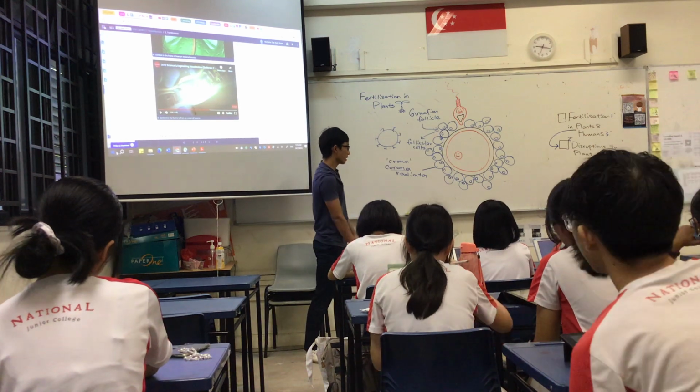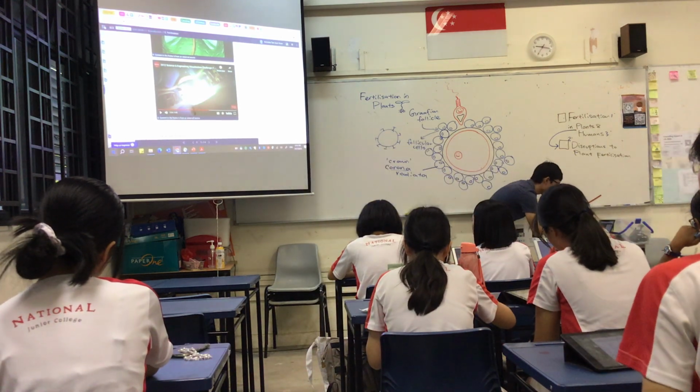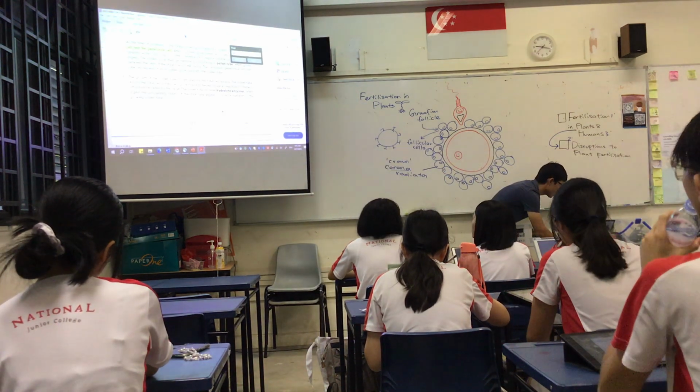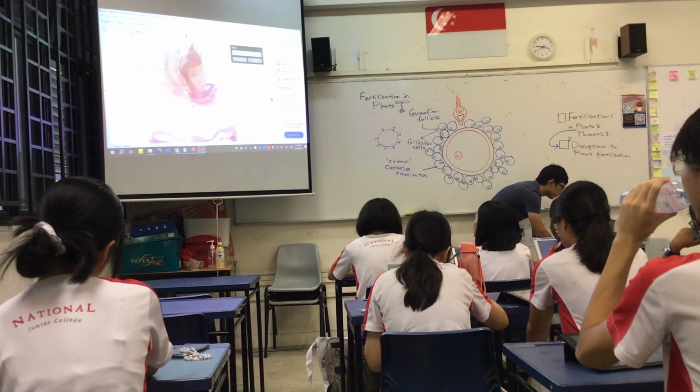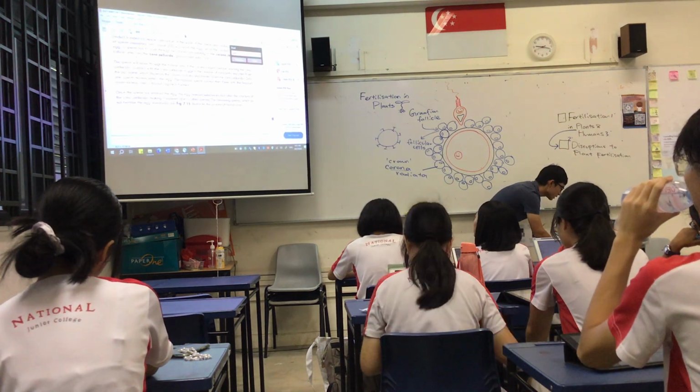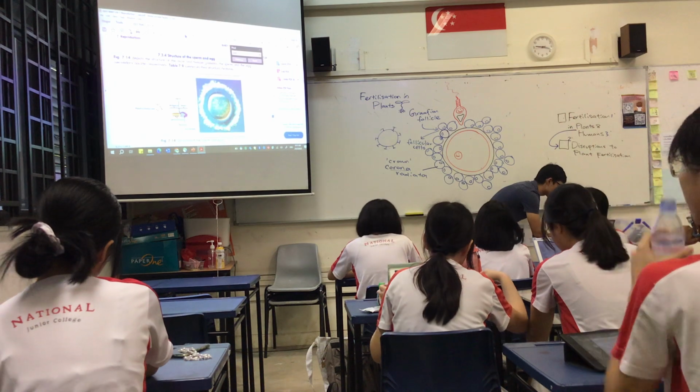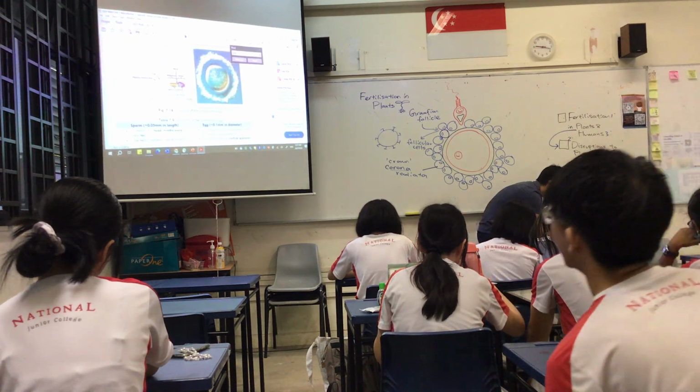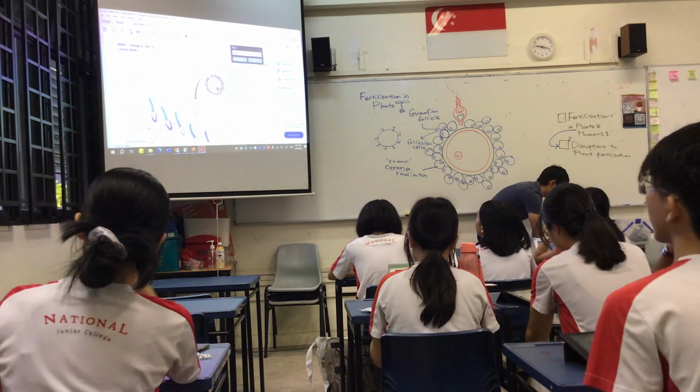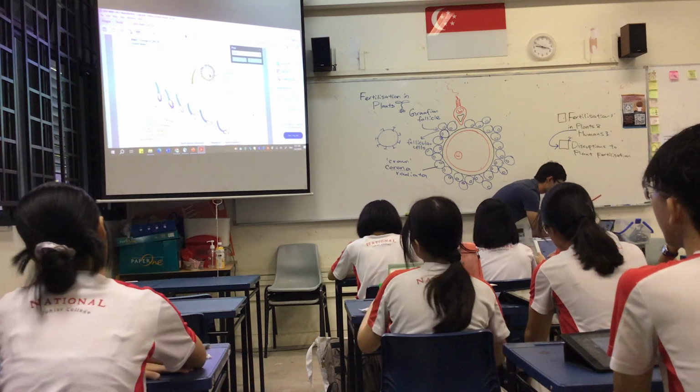You can find all of this in your textbook. No need to really draw. It's just a quick recap from what you learned in JH2. On this page of your textbook, they give you the structure, and then you scroll down, they give you the whole process of fertilization.